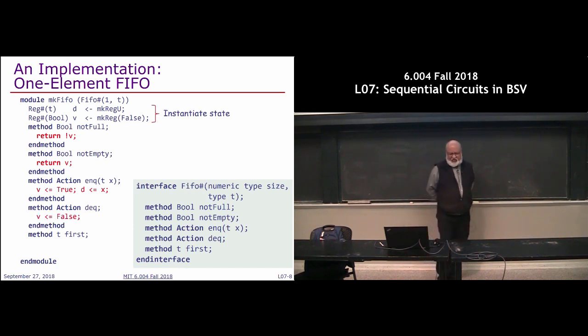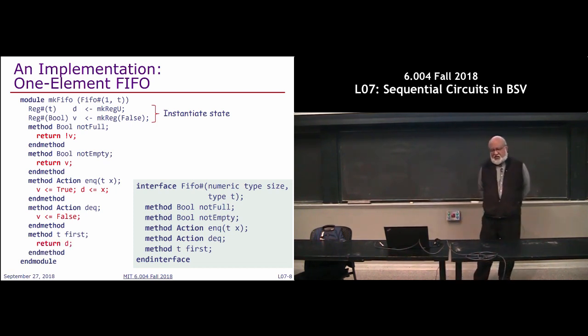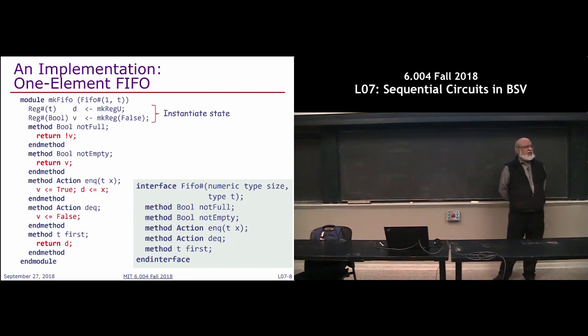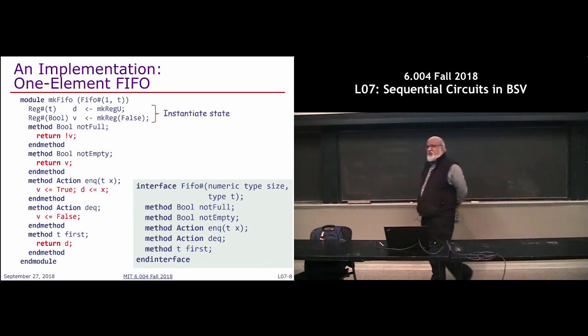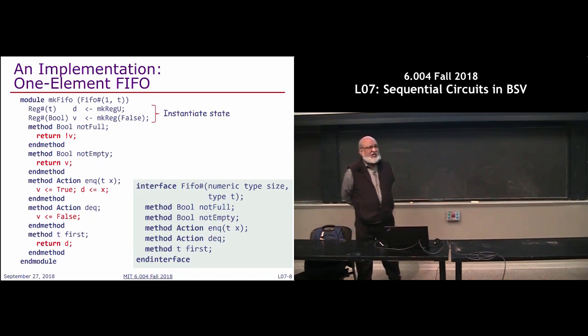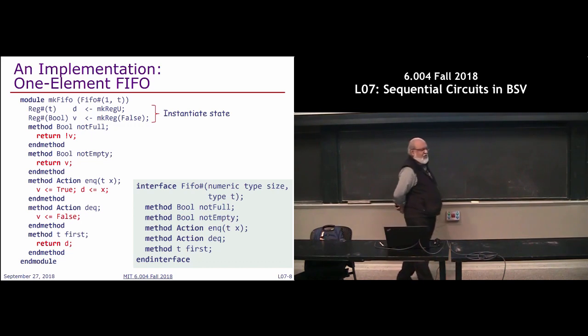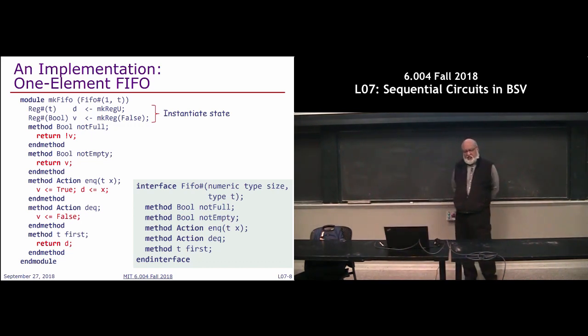And similarly, you can see DQ. All it's saying is there's nothing in it, so you just set V to false at that point. And first just returns whatever is in register D, the data register. I claim this is pretty straightforward to write, right? If you understand the definitions, the representation, that I'm using one data register and one valid register V, which tells me whether the data register contains anything or not, all this code is pretty straightforward to write.